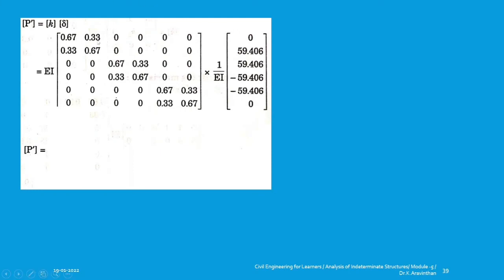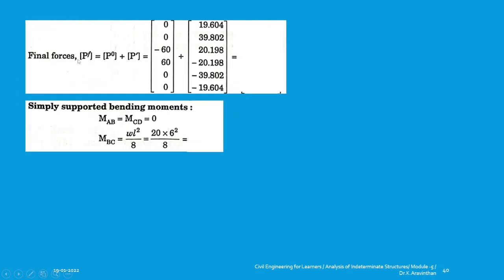So multiply this value into this. So row into this column, you will be getting this value. That is 0.33 into 59.406 will be 19.604. Likewise, you multiply each and every row into this column. So 0.67 into 59.40 will be 39.802. Likewise, you can do it for the rest of the things. You will be getting P dash, and how to find final force Pf equal to P naught plus P dash.